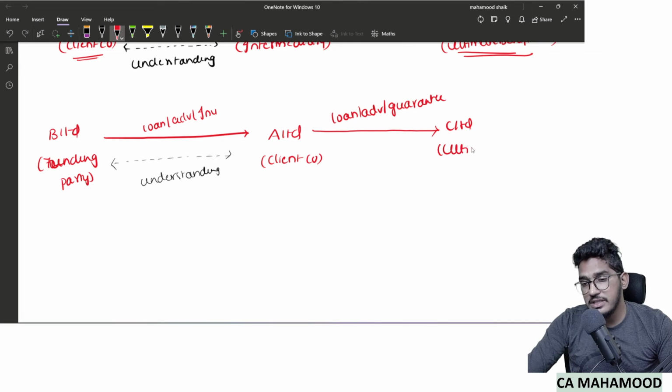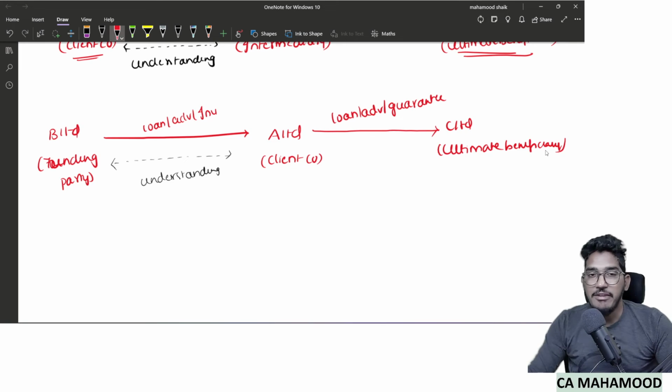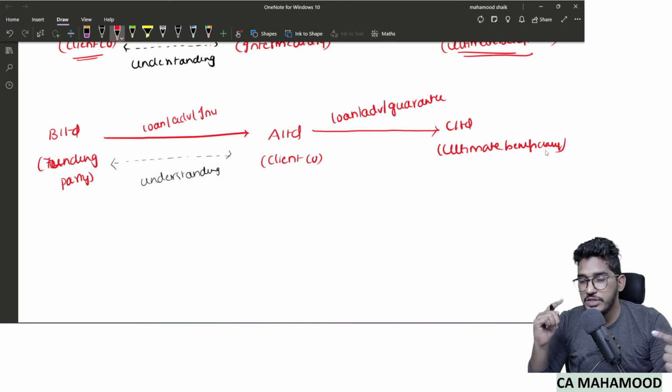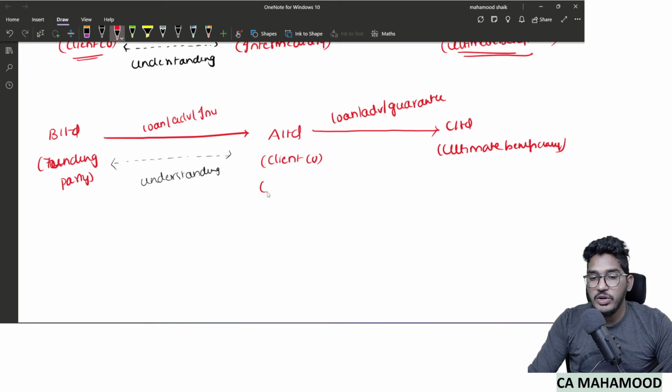And we call this C Limited here the ultimate beneficiary. So if I have to end it with one simple line of difference between the previous point and this point: in the previous point, our client created an intermediary. In this point, our client itself is an intermediary.